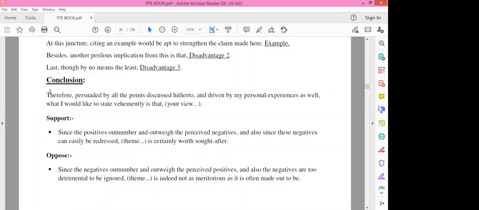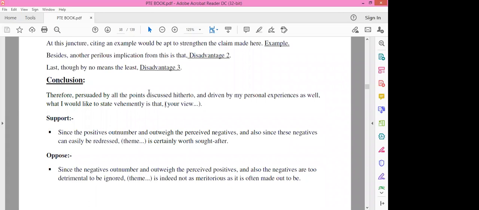Okay, so in the conclusion, what will you write? Therefore, comma, persuaded by all the points discussed hitherto, comma, and driven by my personal experiences as well, comma, what I would like to state vehemently is that since the positives outnumber, continue. Okay, this is continuation.